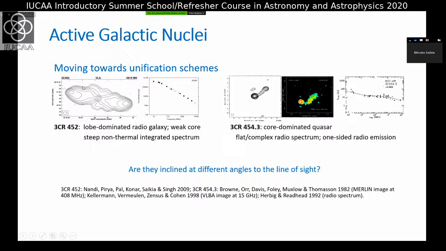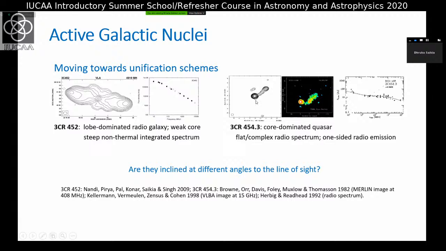And these extended lobes, as we mentioned, can extend up to several megaparsec in size. And the spectrum, as you can see, is optically thin. It's a straight spectrum over the region over which it has been measured. On the other hand, look at this object, which is a quasar 3C454.3. These are all strong sources from the third Cambridge catalog. You can see that it has a one-sided jet, and its entire emission is dominated by the nuclear component.